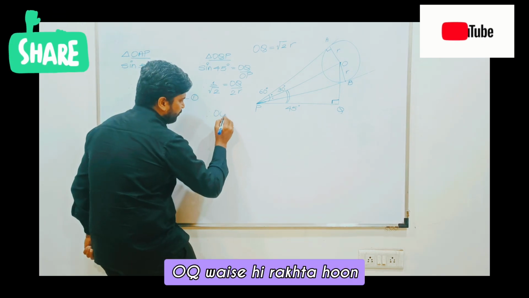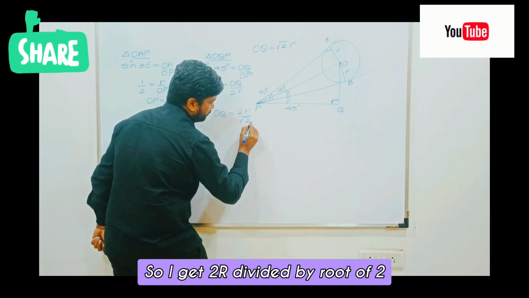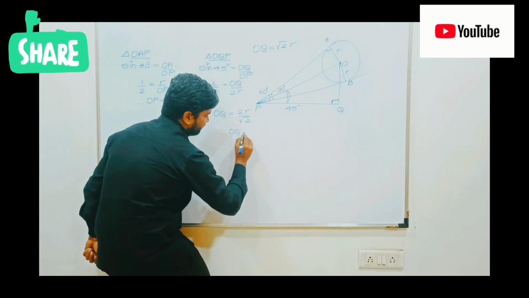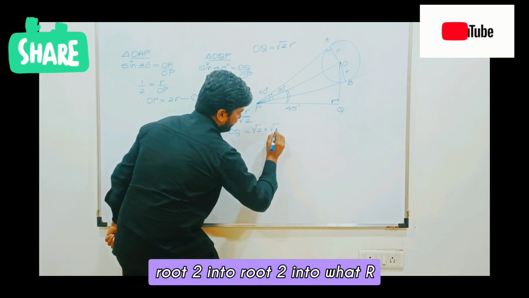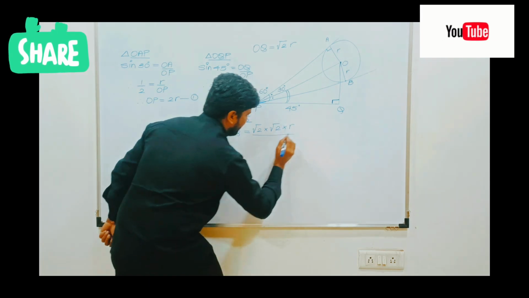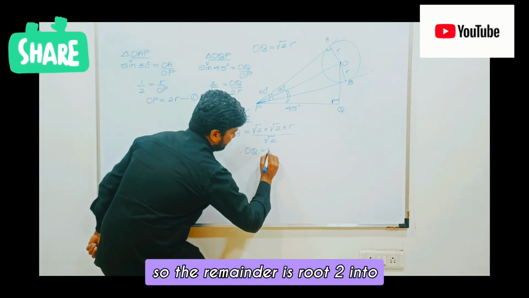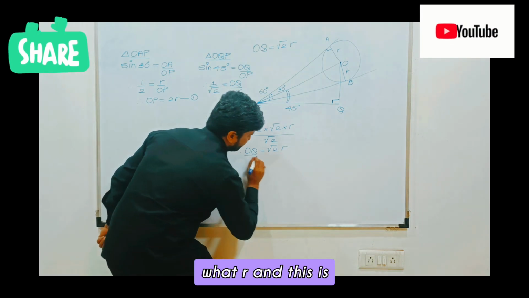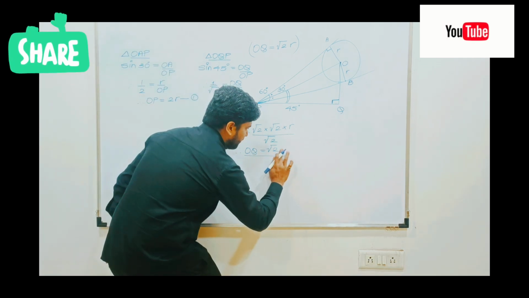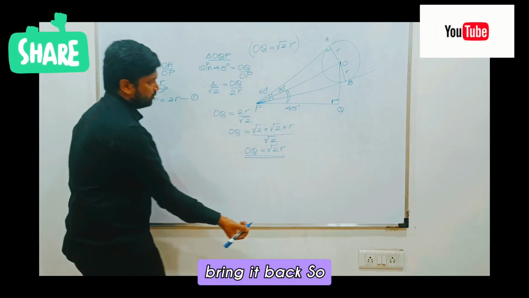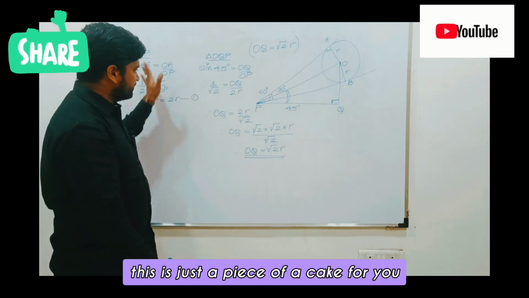Okay, I'll do one thing. I keep OQ as it is. 2R I'll bring it here. So I get 2R divided by root 2. Fine. So therefore OQ. Now what can we do, this root 2 I write in a slightly different style: root 2 into root 2 R, divided by root 2. Correct? So one of the root 2 is getting cancelled, so the remainder is root 2 into R, and this is what I wanted to prove. OQ is root 2 times the radius. Bring R back. So done. So what was the big thing here? To understand the figure. If you get the figure, this is just a piece of cake for you.